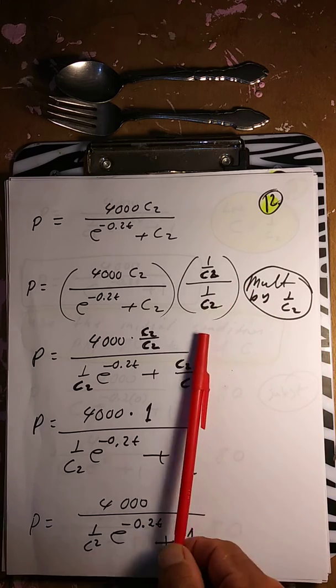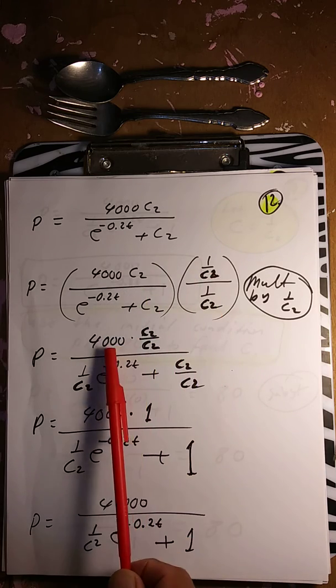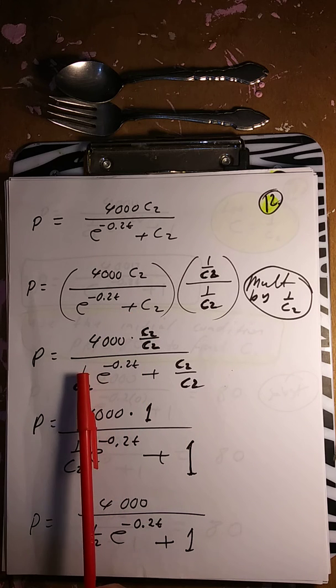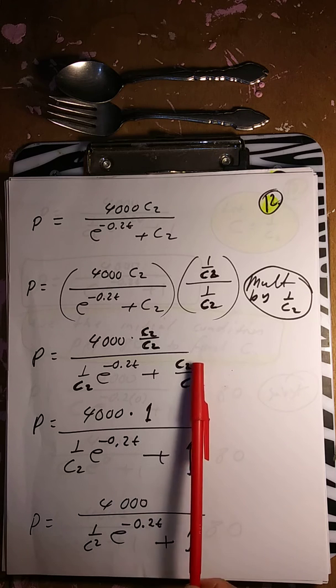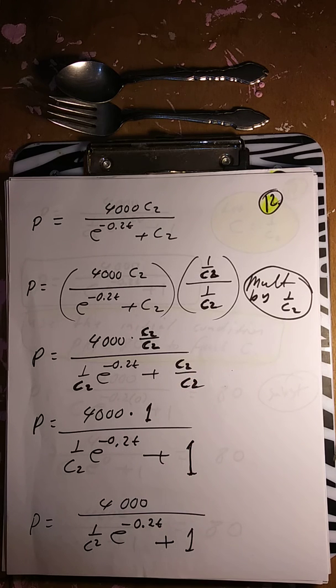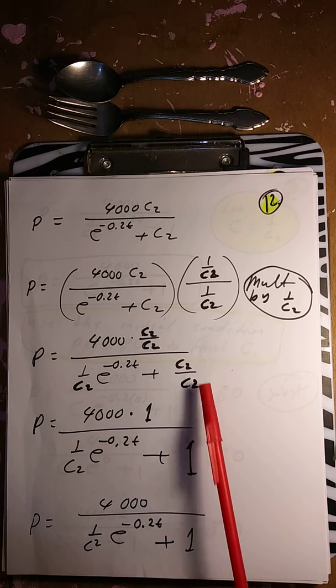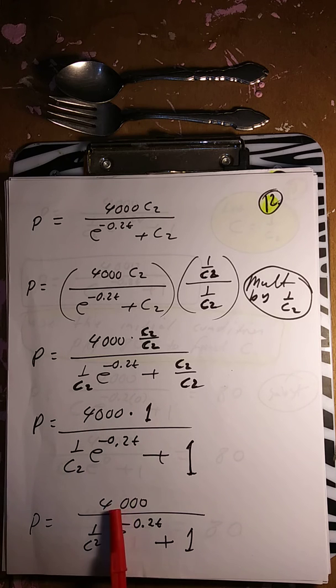So it's not going to change anything. So 1 over C2 in the numerator and in the denominator. So on top, we're going to have 4,000 C2 divided by 1 over C2 e to the negative 0.2t plus C2 over C2. Now, we can reduce these, simplify. This is going to be a 1, and this is going to be a 1. So that's what we have left over right here. 4,000 times 1, which is 4,000. P equals 4,000 over 1 over C2 times e to the negative 0.2t plus 1.